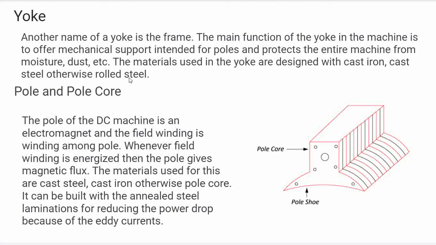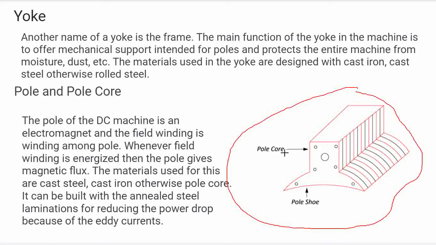So you already discussed the pole core and pole shoe. This is the complete pictorial representation of the pole core and pole shoe. So the pole of a DC machine is an electromagnet. So what is meant by an electromagnet? If a conductor has a supply, it will generate a magnetic field around it. For a single conductor, it will give some amount of magnetic field. If we consider more conductors, it will generate more magnetic field. Okay, so that is the purpose of the electromagnet.